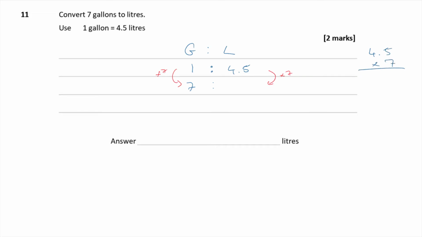4.5 times 7, what's that? 5 sevens are 35, so 5 carry 3. And 4 sevens are 28, plus the 3 is 31. So my digits are 315. Now in my question I had 1 digit appearing after the decimal point, so I'm going to have 1 digit appearing after the decimal point in my answer. So that's going to be 31.5. Okay, so 7 goes with 31.5. Okay, and that's my answer then. It's going to be 31.5 litres.